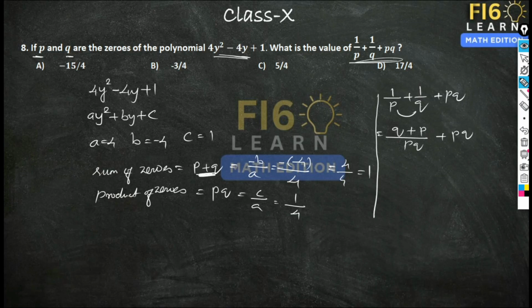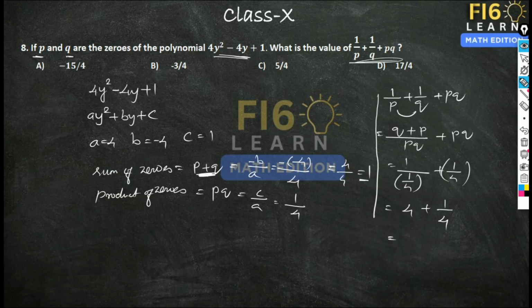Here we have the value of p plus q as 1, so instead of this we can put 1, and the value of pq is 1 by 4. Here also the value of pq is 1 by 4. So 1 divided by 1 by 4 will be 4, and this will be plus 1 by 4.